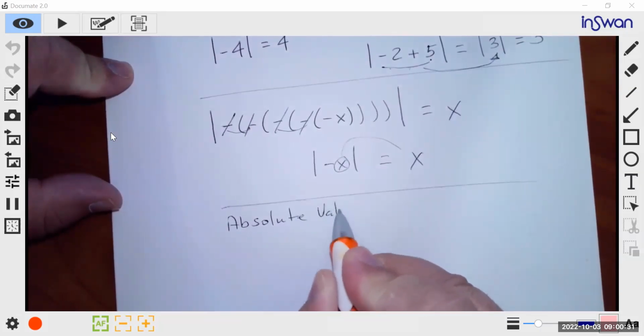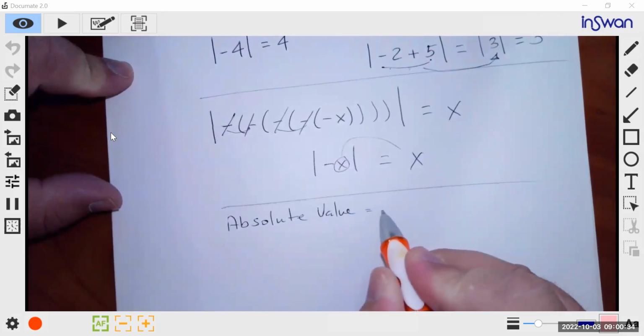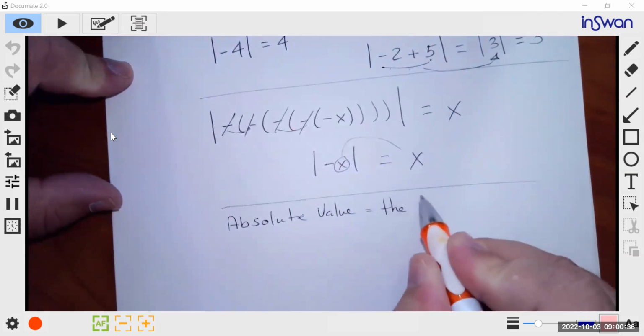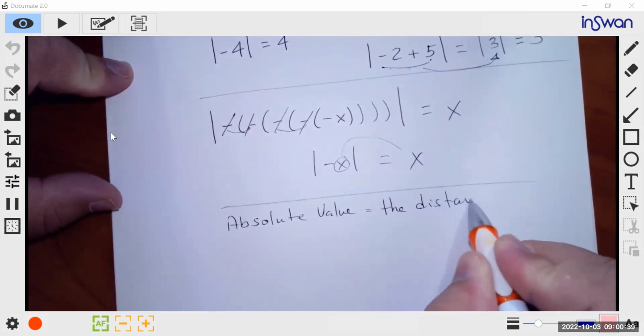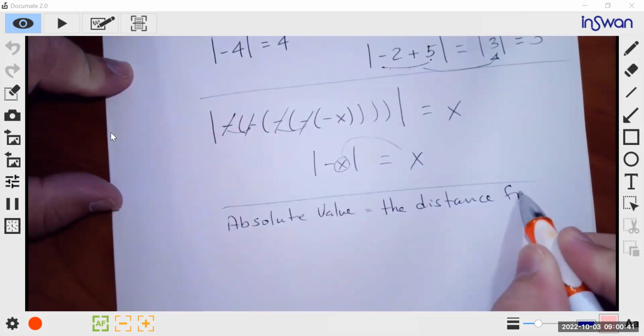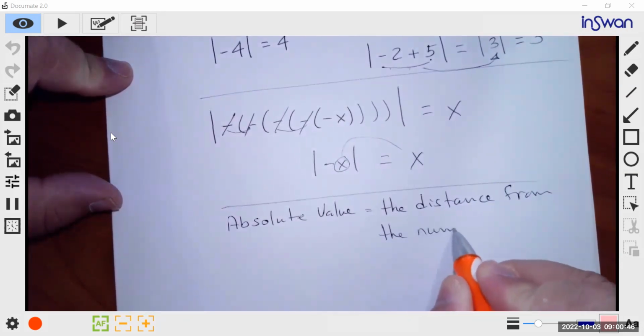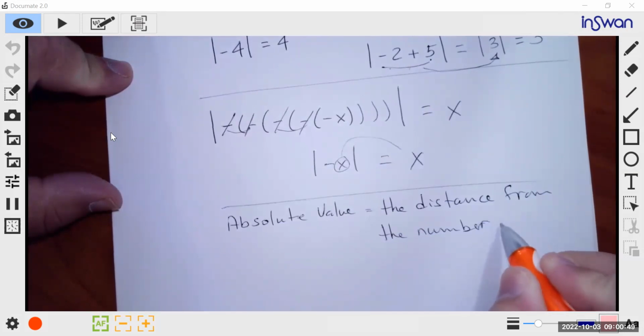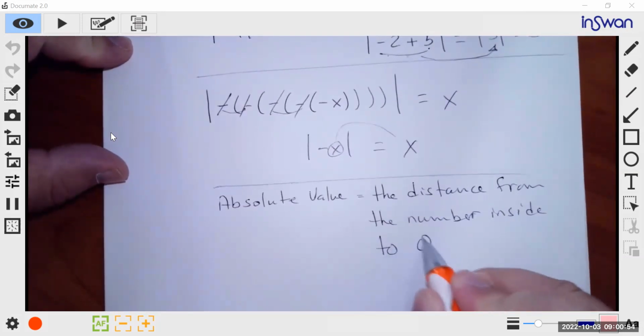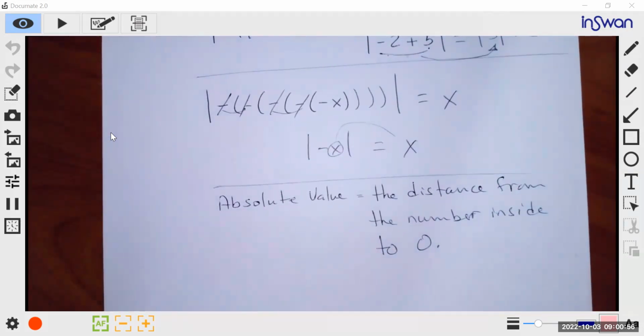So basically, absolute value is the distance from the number inside to 0. The absolute value is nothing more than the distance of whatever number you have inside there to 0.